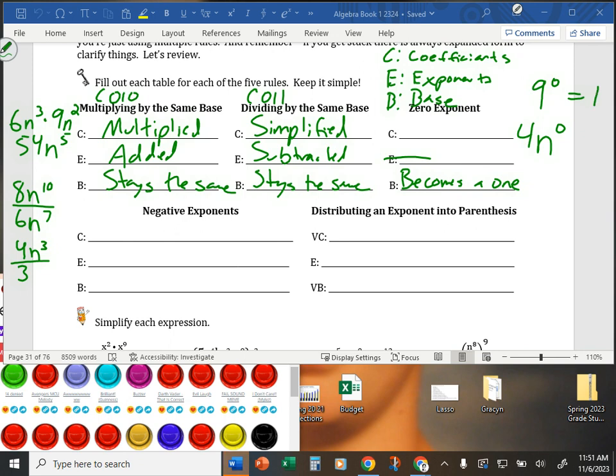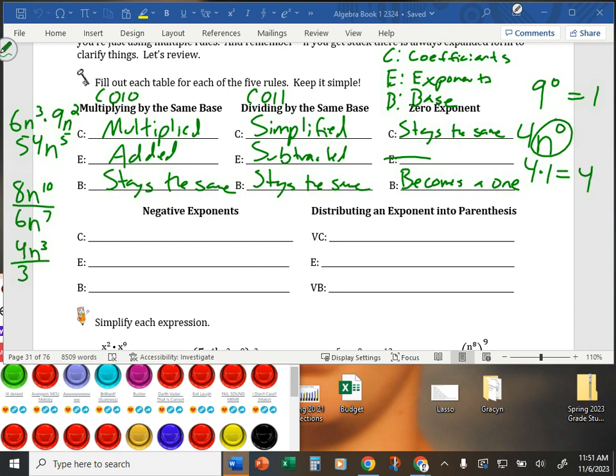4n to the 0 equals 4 because what do we do with the coefficient? Multiplied. Divided. Subtracted. Added. None of those things. Simplified. Gabby. Stays the same. This is the one where actually the coefficient stays the same. And the reason why it stays the same is because it's not part of the exponent. It's not affected by the power. This becomes a 1, and 4 times 1 gives us 4.